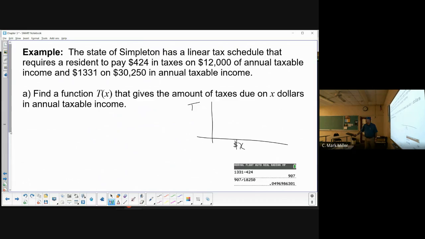What do we know about this? Well, we have 2 points on the line. You pay $424 on $12,000. So down here you pay $424. This is in dollars over here on $12,000. So X, let me do here, this is X in thousands of dollars.